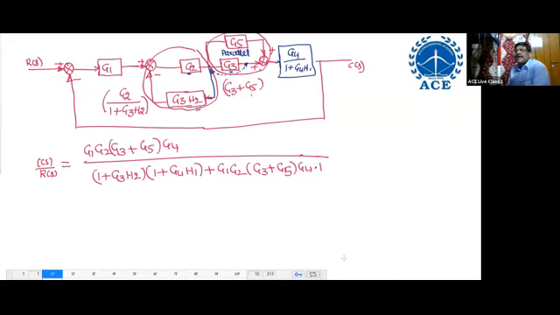So here in the block diagrams, first you have to make it blocks are parallel or blocks are loop. Then you will get the answer. Blocks may be parallel, blocks may be loop. Okay? Next.